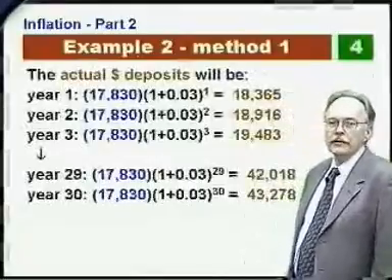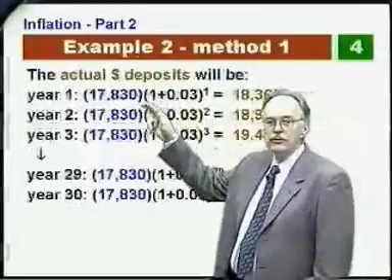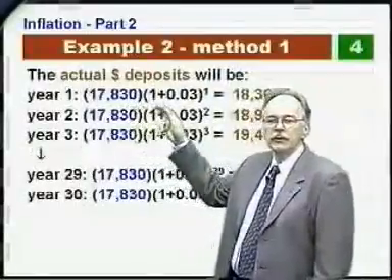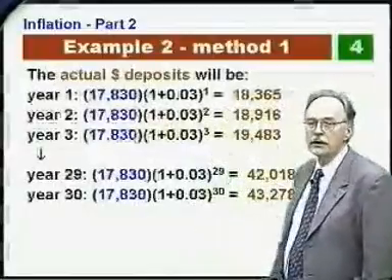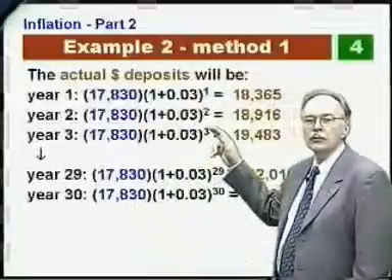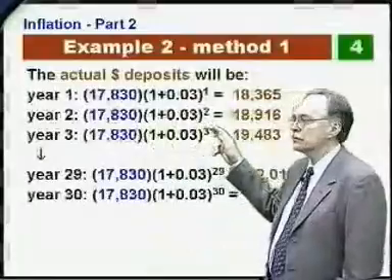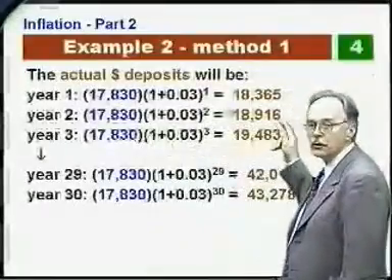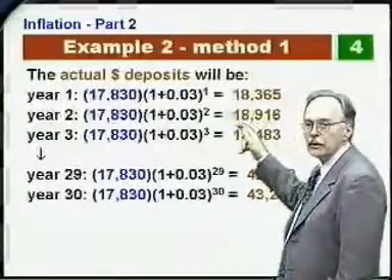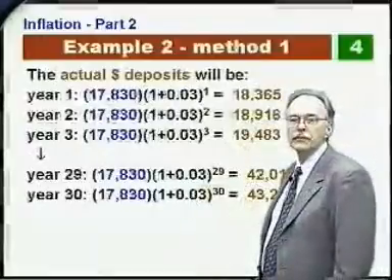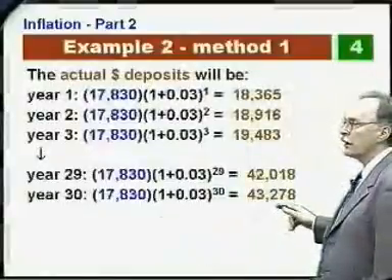The actual deposits will vary, of course, because of the inflation rate. With inflation at 3%, the first deposit will be $17,830 times 1.03. That's really going to be $18,365. In the second year, our actual deposit will be the original constant dollar amount factored up for 2 years of inflation. So that's going to be $18,916. The purchasing power we're giving up is the same each year, but the actual dollars will be greater because of the inflation factor. And so on. In the last year, the $17,830 would correspond to $43,278.